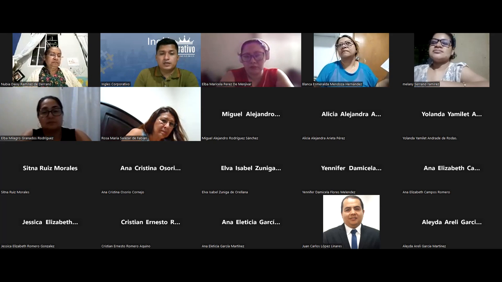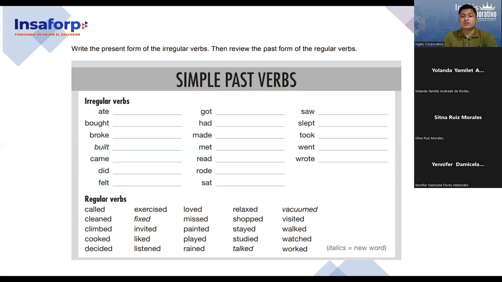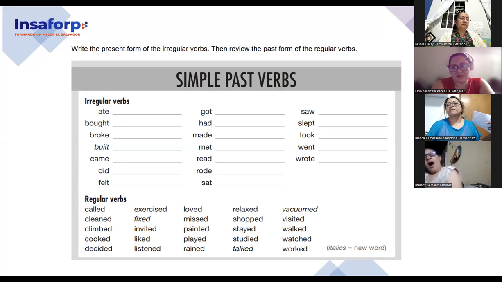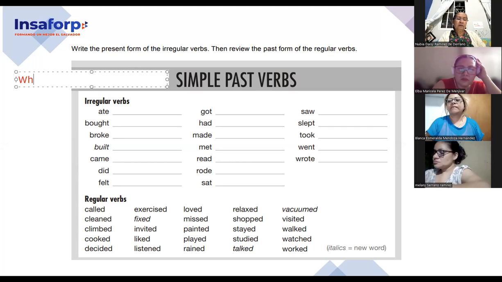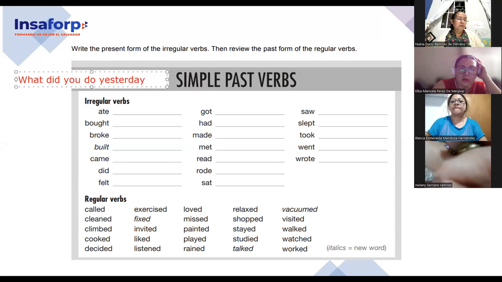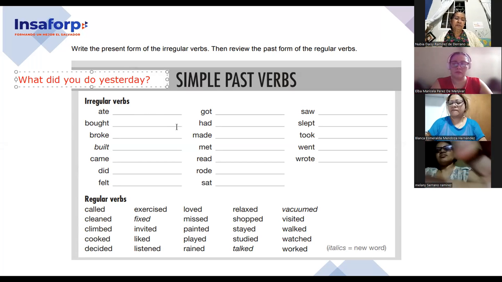One more time. Okay, back to this one. Don't forget that this thing is not easy. So my recommendation is keep practicing with the verbs little by little. So you can ask yourself this question: What did you do? And then you try to answer this question with the activities you did yesterday.